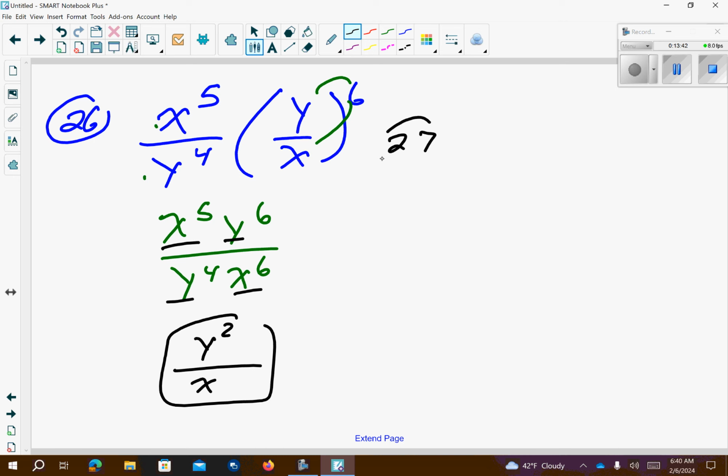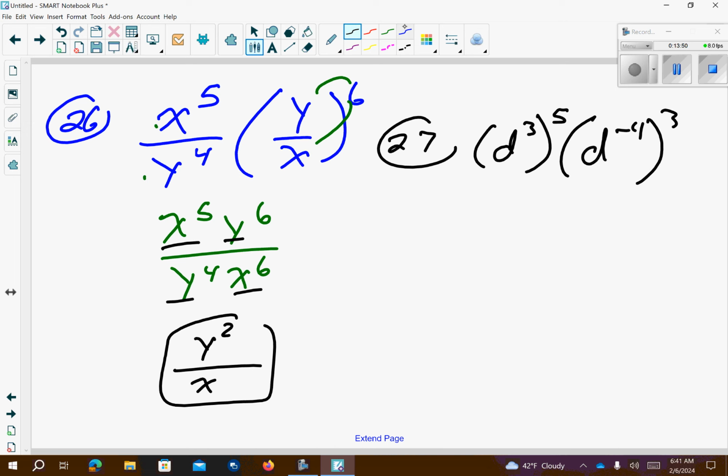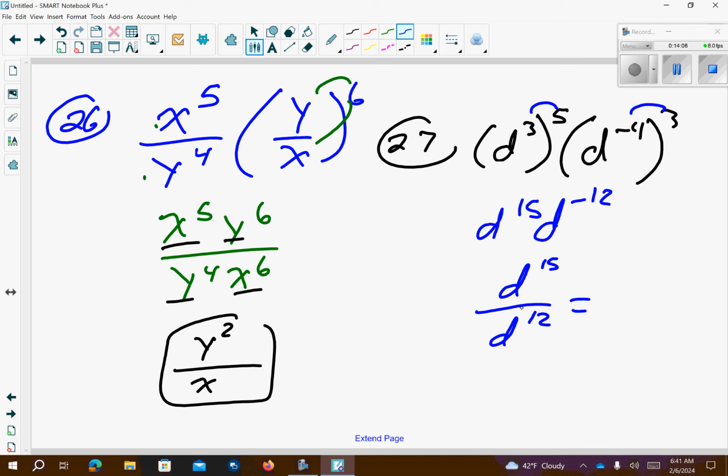Number 27, we get d to the third to the fifth, and d to the negative 4 to the third. So let's multiply the exponents. That's going to give me d to the 15th. That's going to give me now d to the negative 12. You can move it down if you want, or you can just add it. It's your choice. But let's do the tug of war, because tug of war is kind of fun. Tug of war, who wins, top or bottom? Yeah, the top by 3. If we just subtracted these, 15 minus 12 is also 3. So 2 ways to get to that answer.